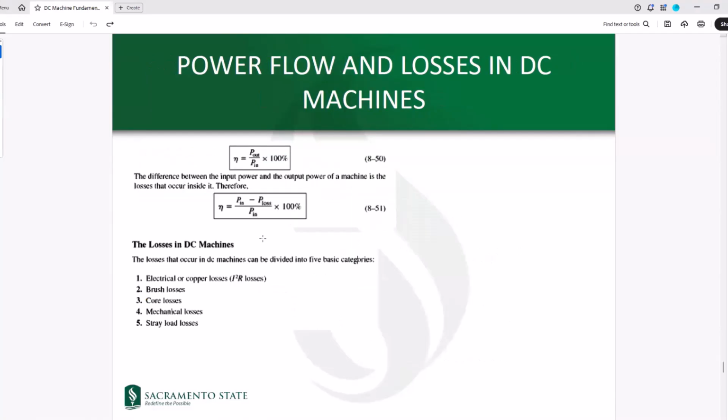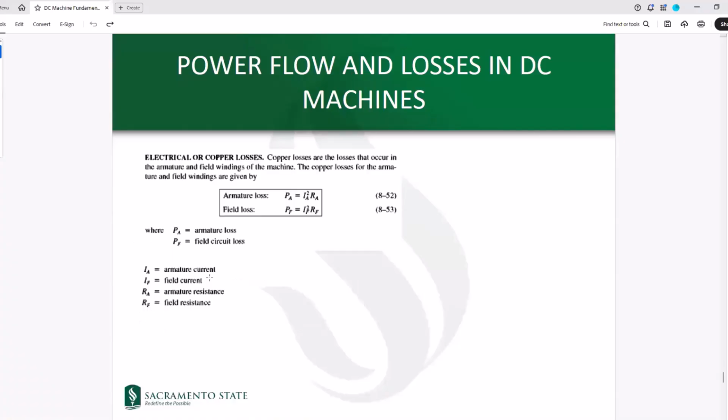Let's go over the power flow and losses in the DC machines. So first thing is efficiency. We know that the efficiency in the machine is the output power over the input power times 100 to make it in percent. And the difference between the input power and the output power would be the losses, right? And the losses in the DC machines are coming from the copper losses, from the brush, from the core, from mechanical losses, and from stray losses. So we talked about these briefly also when we talked about fundamentals of rotating machines. We talked about all of these. So the same concept is in here also.